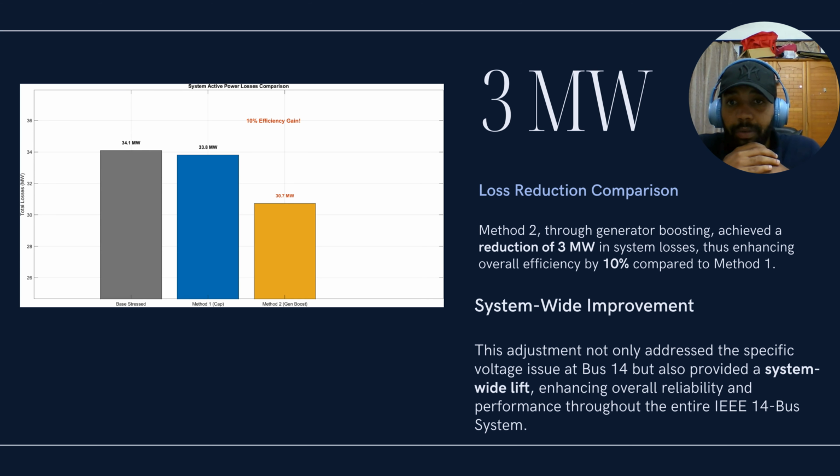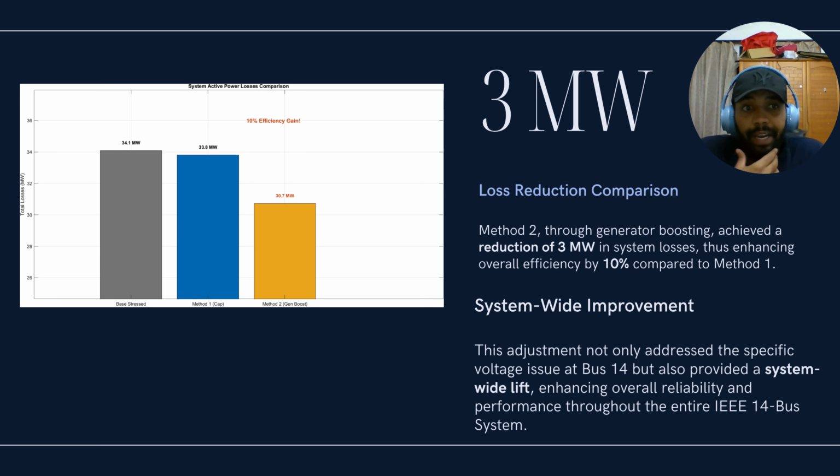Comparing both methods, we see that both methods successfully raise the voltage at the bus, but there is a difference in the performance of the system in both cases. In method 1, the total system's losses have been reduced to 33.8 megawatt. However, method 2 dropped it even further and significantly down to 30.7 megawatt. This is saving 3 megawatts.